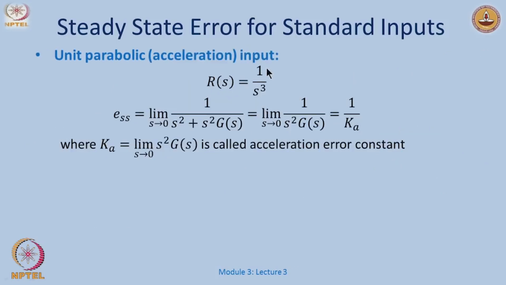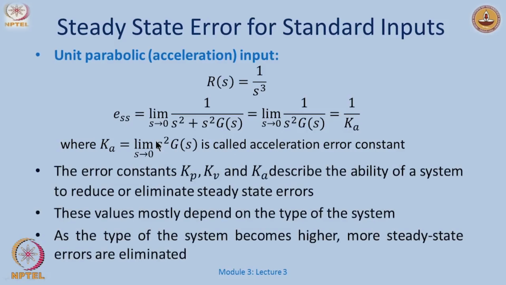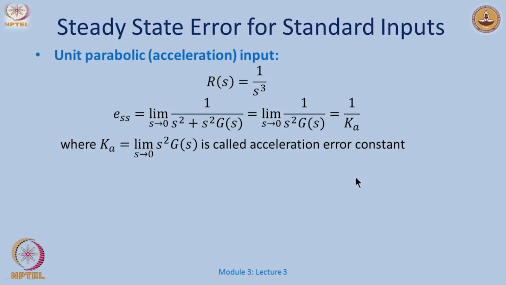Okay. Similarly, if I have a parabolic input for which the Laplace transform looks like 1 over s cubed, I can do all the math and say that the steady state error is 1 over Ka, with Ka defined in this way, and this is called the acceleration error constant, which has an extra s over here, right. Okay. So, the error constants, these 3 things, are the standard test signals which we also used in the earlier lecture to study the response of systems. So, the error constants Kp, Kv and Ka describe the ability of a system to reduce or eliminate steady state errors. For example, we will come to that, right.